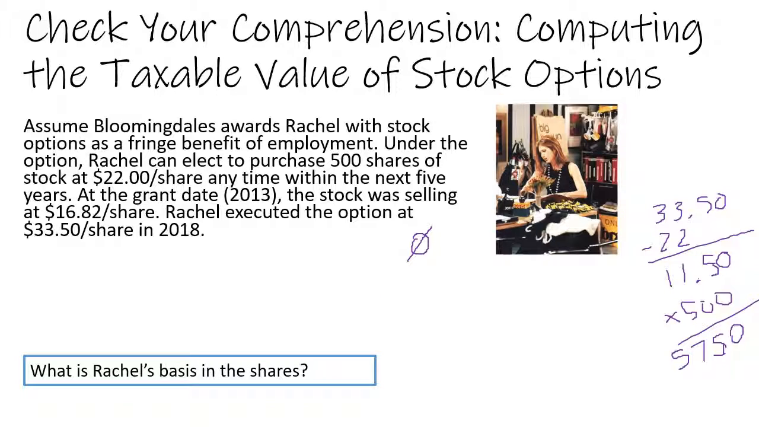What is Rachel's basis in the shares? It is the total value of the stock purchased. In this case, $33.50 times 500, or $16,750.